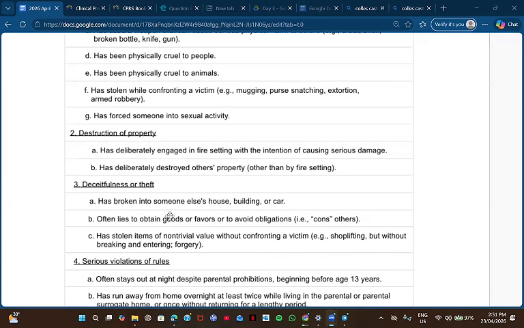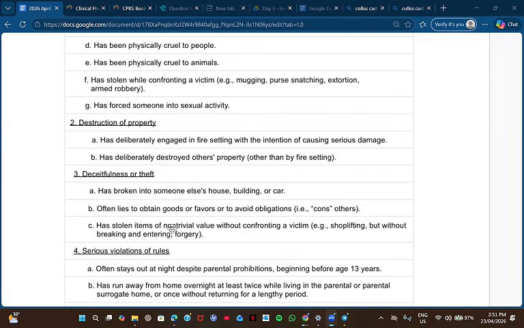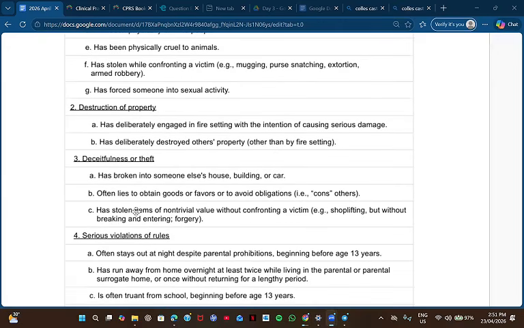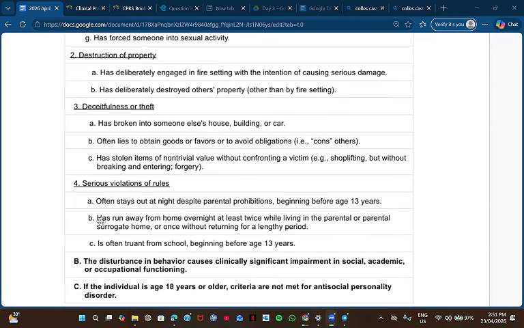Then deceitfulness or theft: has broken into someone else's house, building, or car, often lies to obtain goods or favors or to avoid obligations, has stolen items of non-trivial value without confronting the victim. Serious violation: often stays out at night despite parental prohibition.